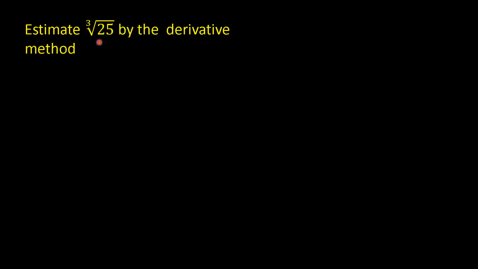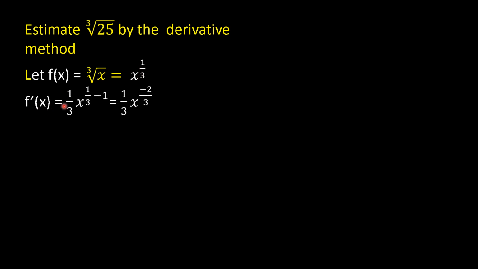Estimate cube root of 25 by the derivative method. Let f(x) equals cube root of x, which will be x to the power 1/3. f dash x will be 1/3 x to the power 1/3 minus 1, which will be 1/3 x to the power minus 2 by 3. That will be 1 divided by 3 x to the power 1/3 whole square.